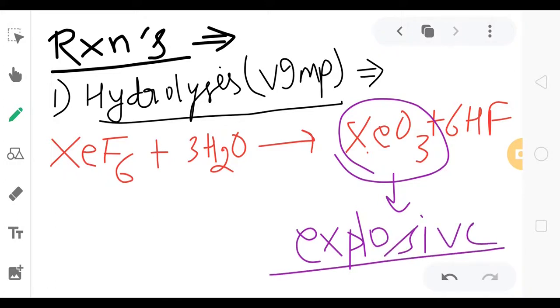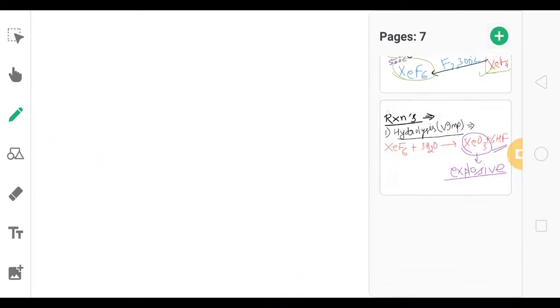Explosive. Okay, explosive. And you will be getting fluorine. So mark one thing. I am just telling you the trick how to learn that here 6 fluorine atoms are there in your reactant. That means in the product you will be getting extra fluorine. That means 6 fluorine, 6HF. Now see, what I just told you will be coming in use.